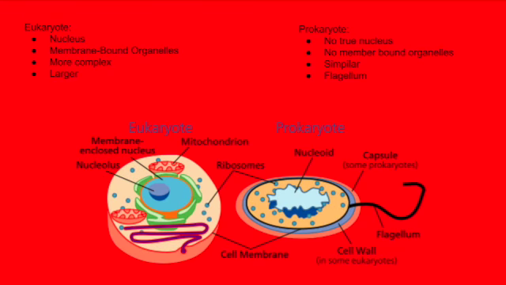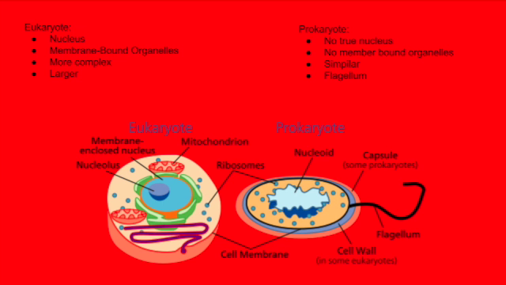All right, when we start getting into some more of the cell types, we're also going to get into eukaryotic and prokaryotic. So know the difference between a eukaryote and a prokaryote. Eukaryotes have a nucleus. Prokaryotes do not have a true nucleus. Eukaryotes have membrane-bound organelles, which is like the little organs and little structures inside of them. Prokaryotes do not have the membrane-bound organelles.